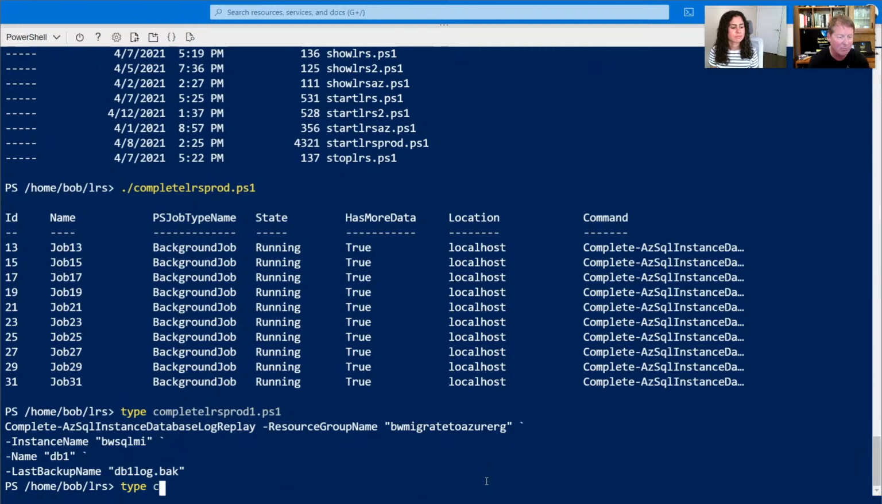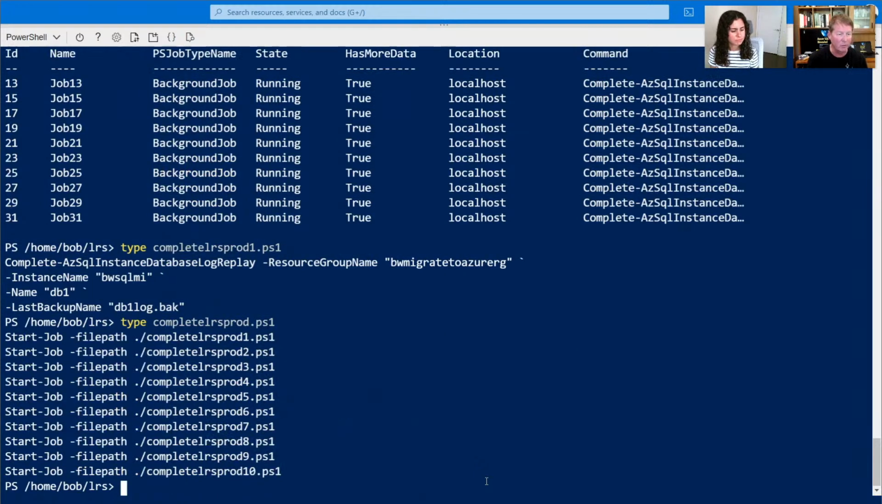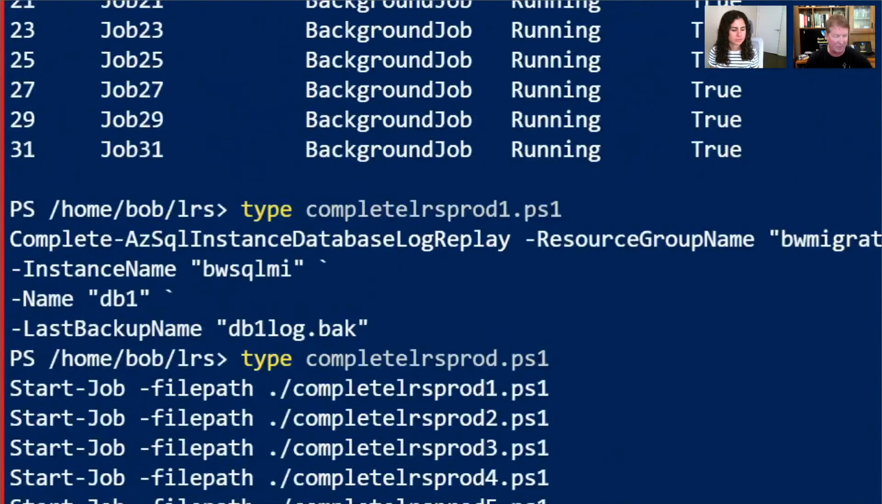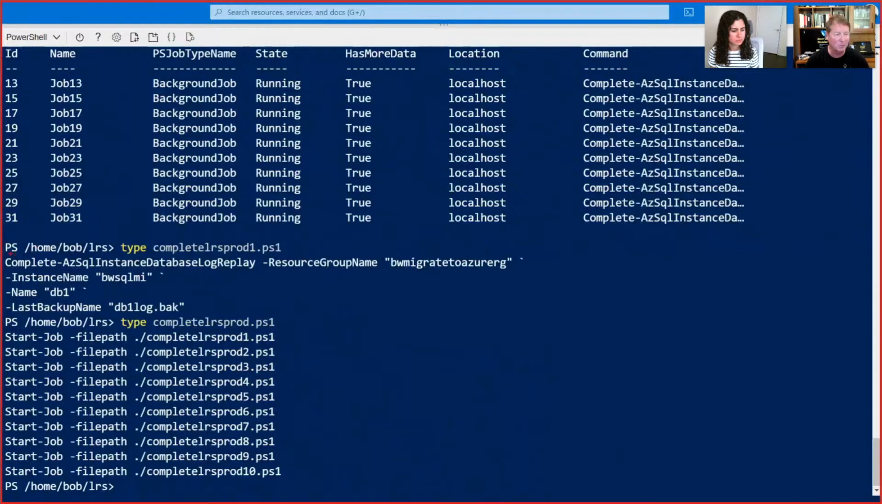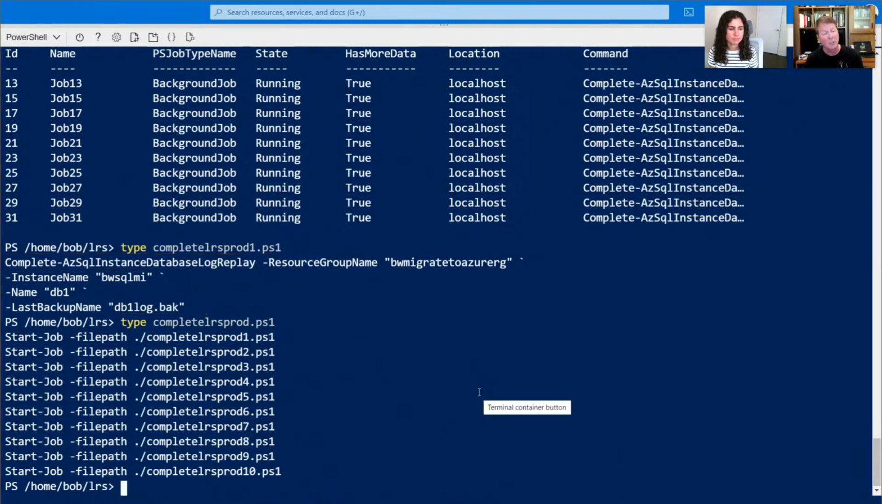Well, what do you mean by that, Bob? Well, if you look at this, notice I'm using the start job commandlet for PowerShell. And so this is each script. And again, back to the script, notice there's a separate command here called complete Azure log replay. And then here's the name of the log backup. So it's been listening for this log backup. I'm telling it, when I'm ready to cut over, that is the last log backup I'm going to do. When you see that, you restore it and you bring it online automatically for me.